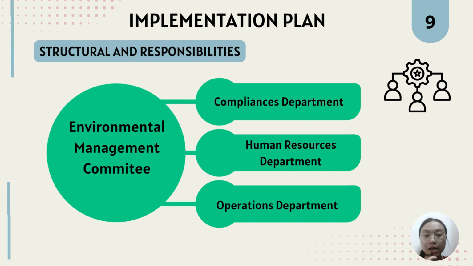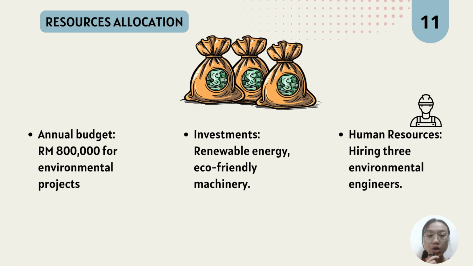I am Madonna, so I will talk about the implementation plan. First is structure and responsibility. The Environmental Management Committee will be led by the Chief Sustainability Officer and it has three tasks: the Compliance Department will help to report the results, the Human Resources Department will do the environmental training program, and the Operational Department will do the waste management practice. Resource allocation, our company will need 800,000 for environmental projects and investment.